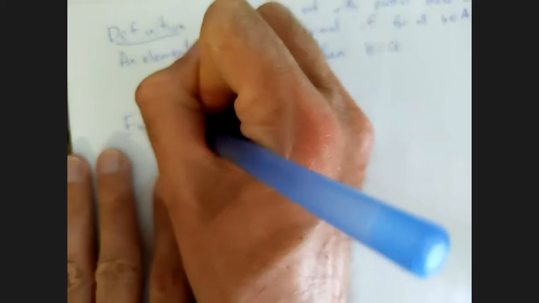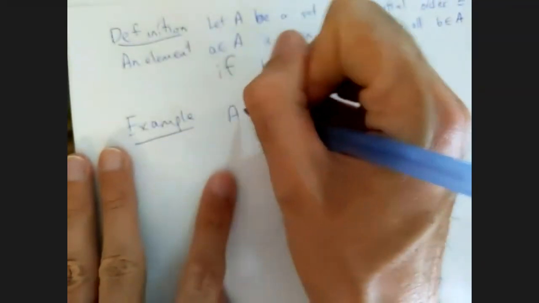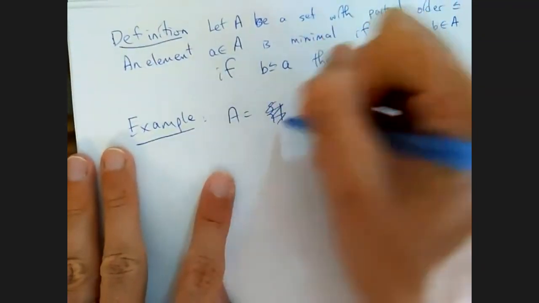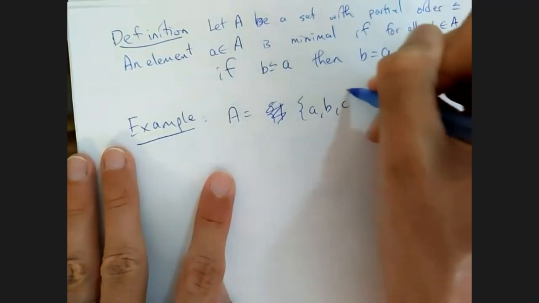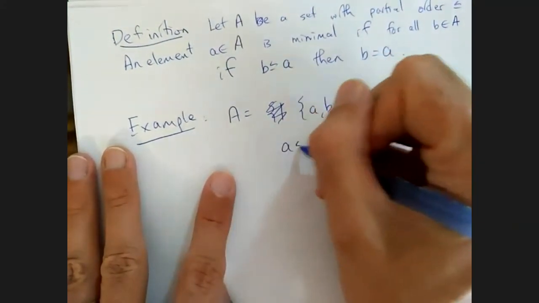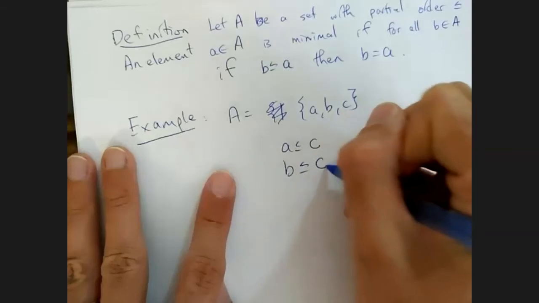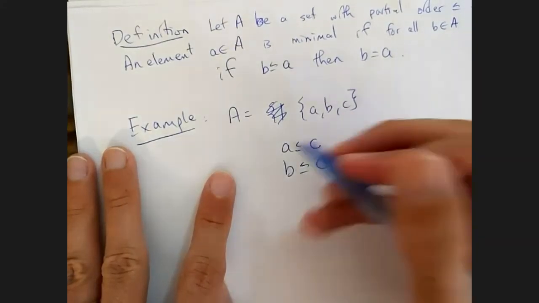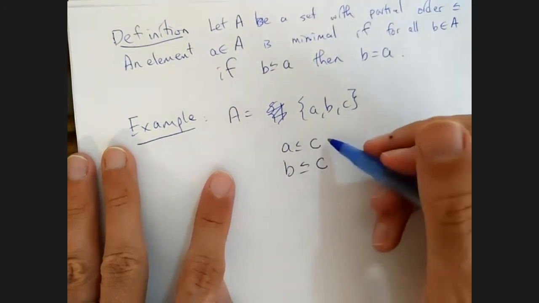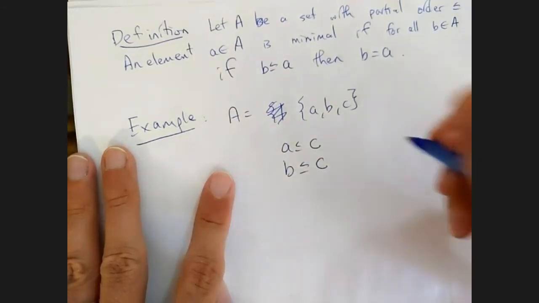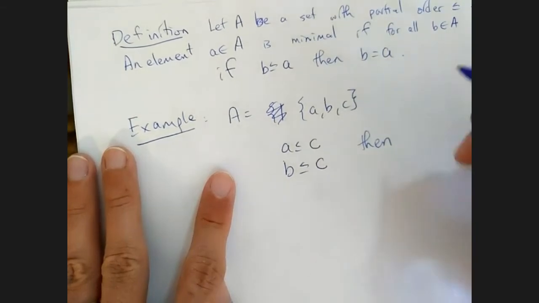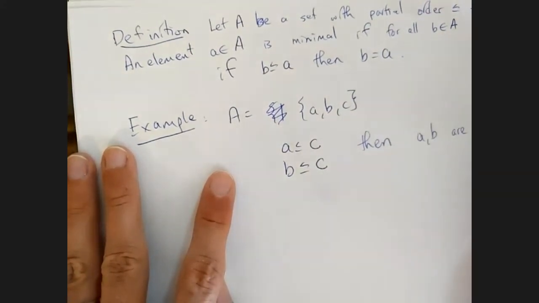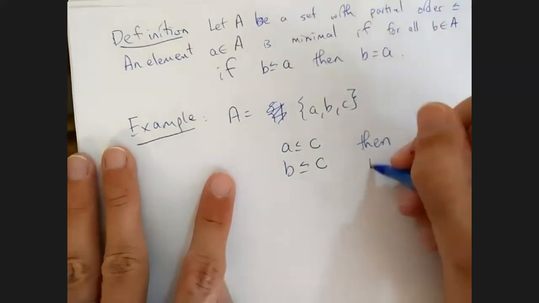Just to give a concrete example, A might be the set {A, B, C}, where we have A is less than or equal to C, B is less than or equal to C. And of course, A is less than or equal to A, B is less than or equal to B, C is less than or equal to C. So then A and B are both minimal. But there is no least element.